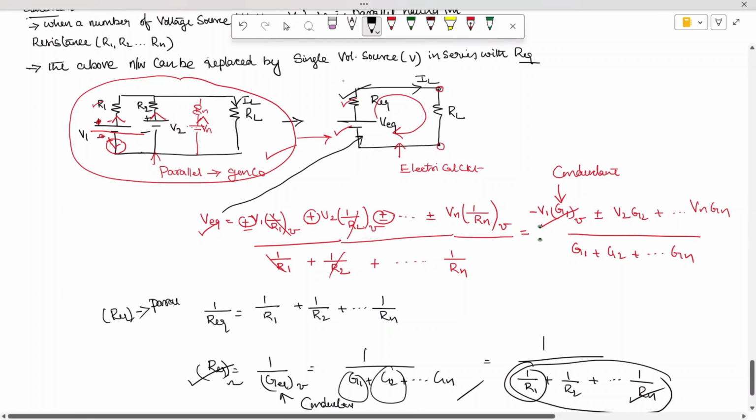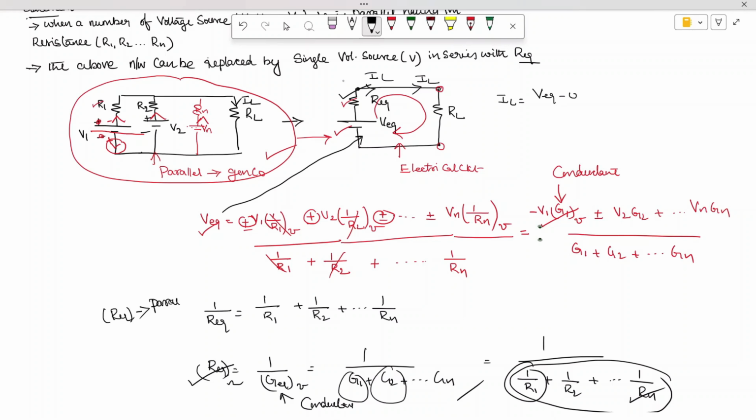Now, how to find the current IL? I want the current in this branch. How to find IL? IL is equal to the total voltage, V equivalent minus 0, divided by R equivalent plus RL. By using this formula, we can find the value of IL, the load current in the given question. So this is the way of solving the problem.